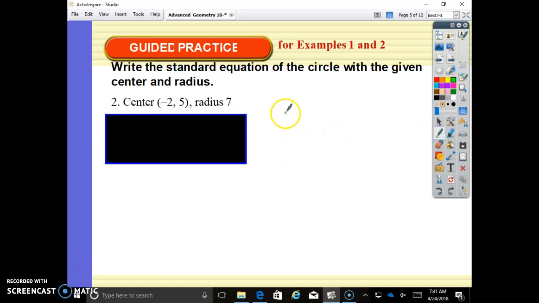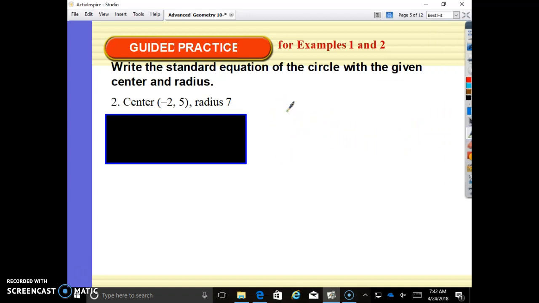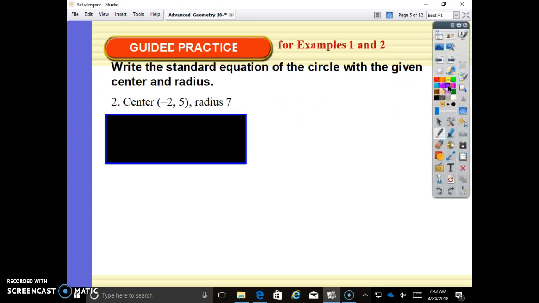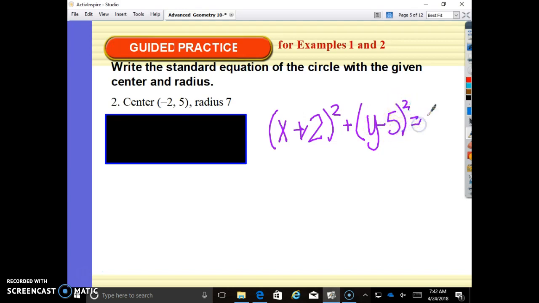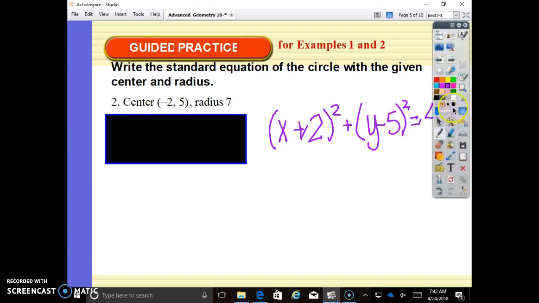And our center of (−2, 5) with a radius of 7. Let's try this one together. So what do I need to do? x plus negative 2? Minus. x minus negative 2, which becomes, bam, bam, x + 2. So (x + 2)² + (y − 5)² = 7², which is 49. Good job.